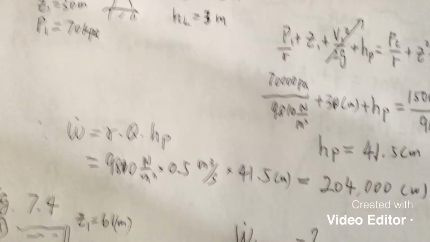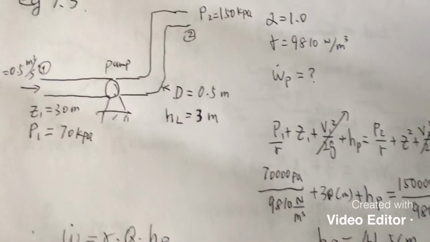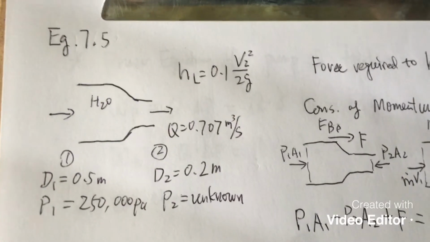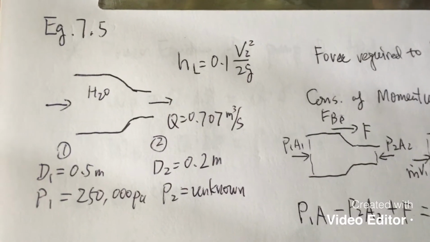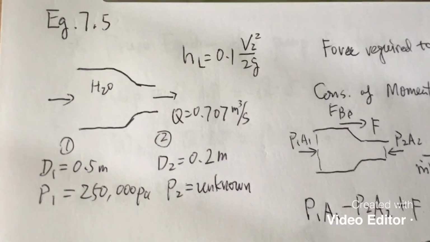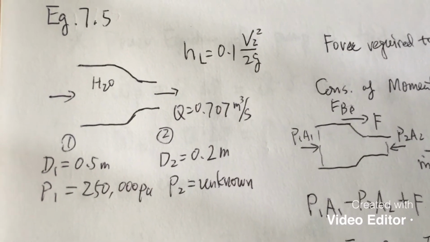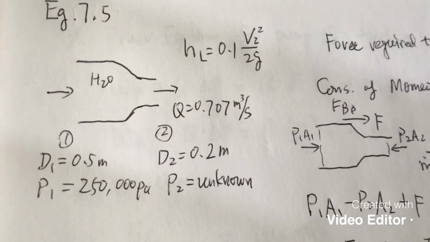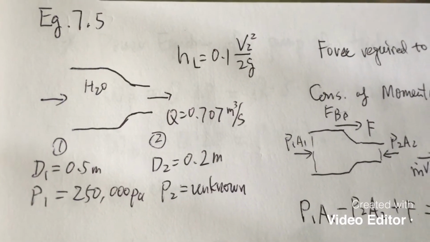Okay, so these are the two examples. Let me give you one more example. The next example is example 7.5. 7.5 is a little bit more comprehensive, okay? So it is a nozzle, water flow in the nozzle.